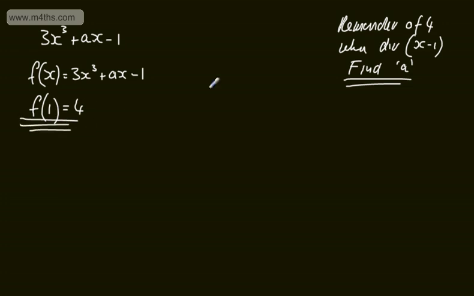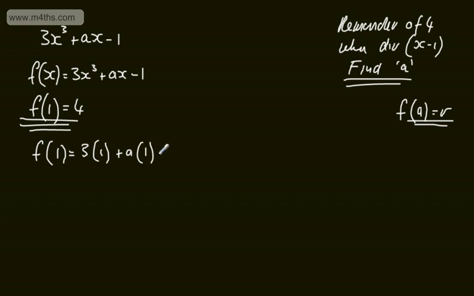Let's take a moment to think about what I've just put. We know that f of a will be equal to r. This gives us our remainder. So all I've done is subbed it in. If I do f of 1, I should get 4. So let's go ahead and do that. f of 1 is going to be 3 lots of 1 plus a lots of 1 minus 1. That's going to give me 4. So we get 3 plus a minus 1. So we get 2 plus a is equal to 4. So we can see that a is equal to 2. So we found the value of the constant a by simply using what we know about the remainder theorem.